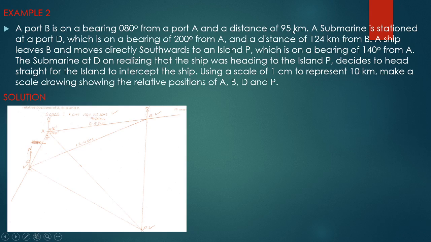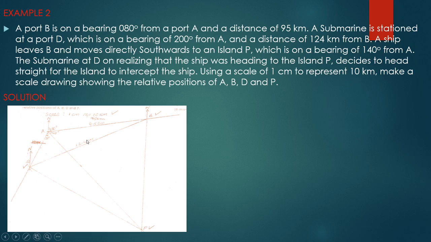That means my 95 kilometers will be 95 divided by 10, which gives me 9.5 centimeters. And my 124 kilometers will be 124 divided by 10. That will give me 12.4 centimeters. So I'll have to measure those centimeters in that case. Now, the first thing you have to do is to make a sketch. Of course, I did not make one in my case here, but the first thing is to make a sketch.